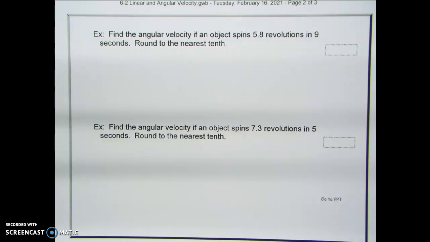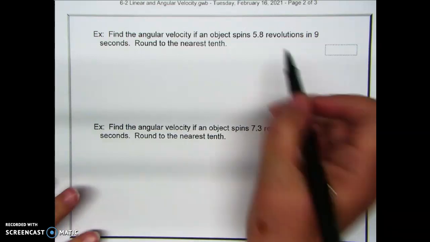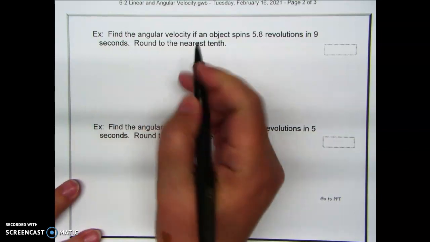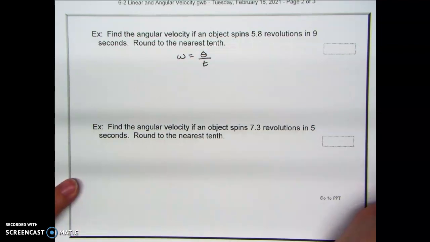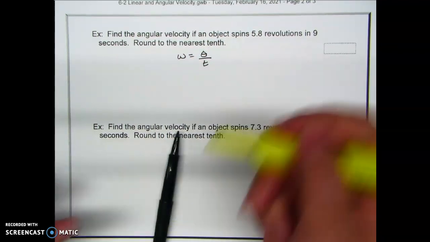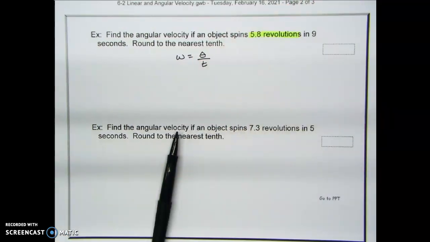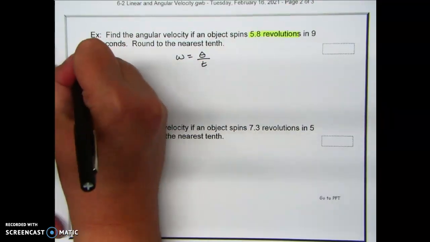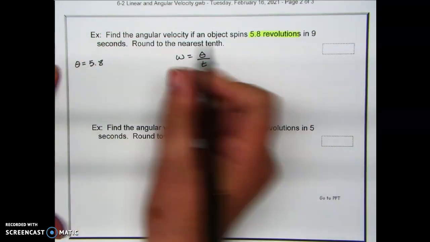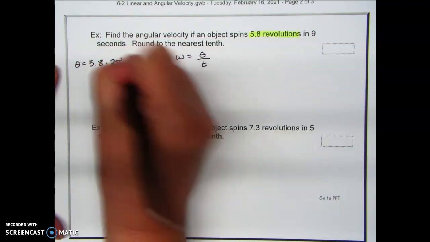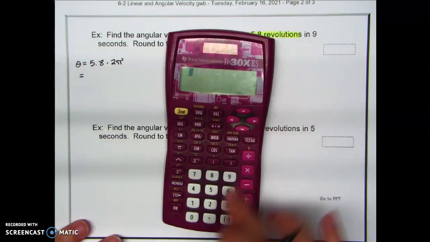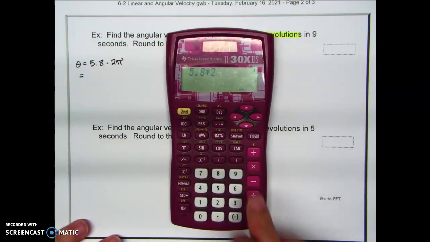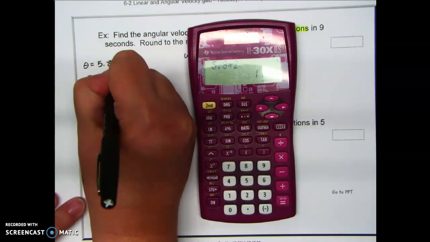So if we want to find the angular velocity of an object that's spinning 5.8 revolutions in 9 seconds, remember we said that angular velocity was going to be theta in radians over time. As of right now, we don't have theta in radians, we have 5.8 revolutions. So that's why it was important to practice how to find theta. That's going to be 5.8 revolutions times 2 pi radians per revolution. 5.8 times 2 gives me 11.6 pi, and that's going to be radians.